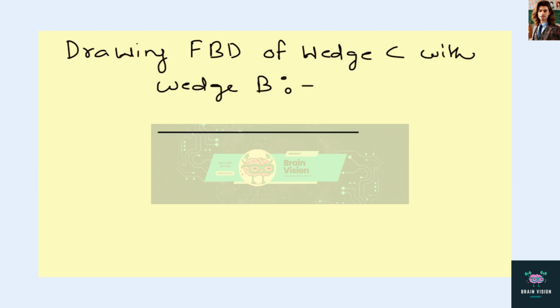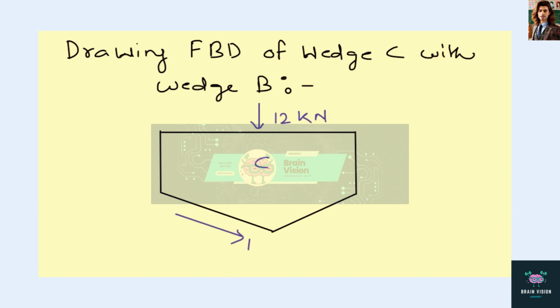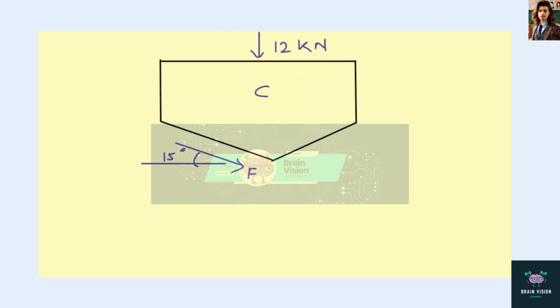First, drawing the free body diagram of wedge C with wedge B very carefully and showing all the forces that are acting on it with the help of the given data. So, this is point C and here it is 12 kilonewton. This is F and this angle is 15 degree. Now going further, we can write this as 15 degree angle and this is N. Now here we have F and this is N.